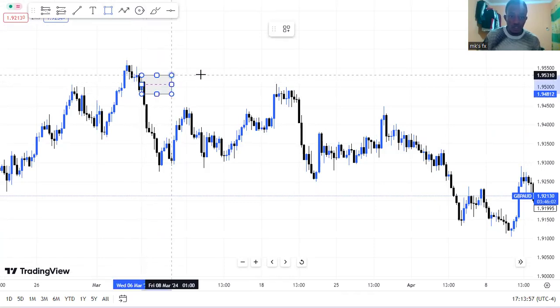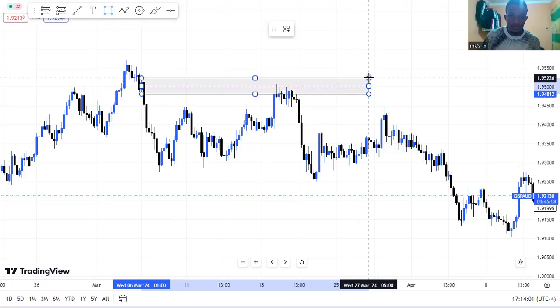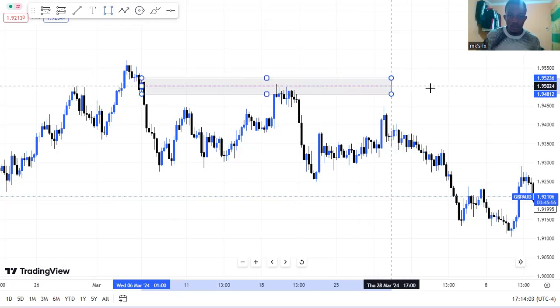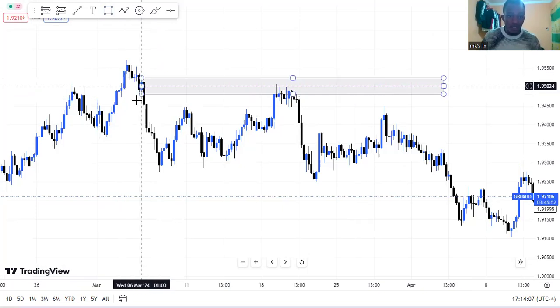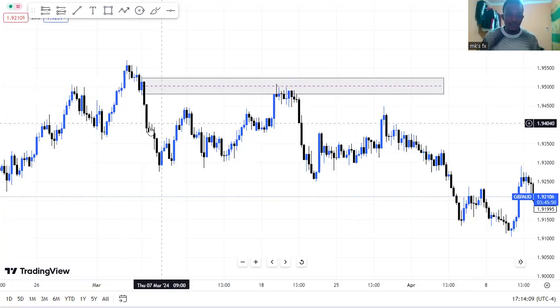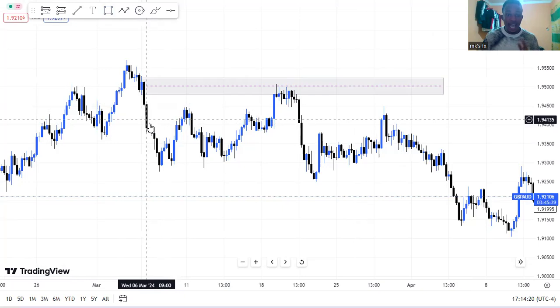Now, if I want to draw this order block, you're going to have something like this. Now, after this order block, did it create an imbalance? Yes, it created an imbalance. Look at the next candlesticks, 1, 2, 3. The upper wick of the third candlestick and the lower wick of the second candlestick are not connected. It means it created an imbalance.